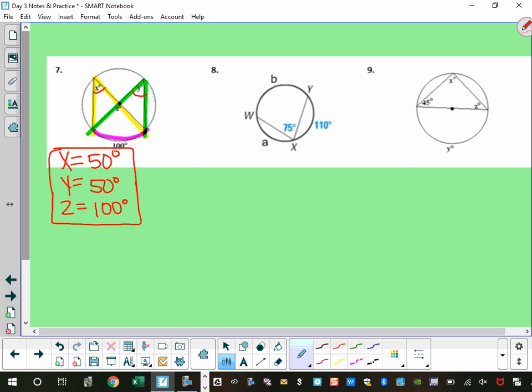Alright, so number 8, it told me that my inscribed angle was 75 degrees. So it's times 2 to get my arc. What's this arc going to be? So B is equal to 150 degrees. So A, I can do 360 minus 150 minus 110. So we're looking at the whole circle now. What is A going to equal? Yes. A is 100 degrees.